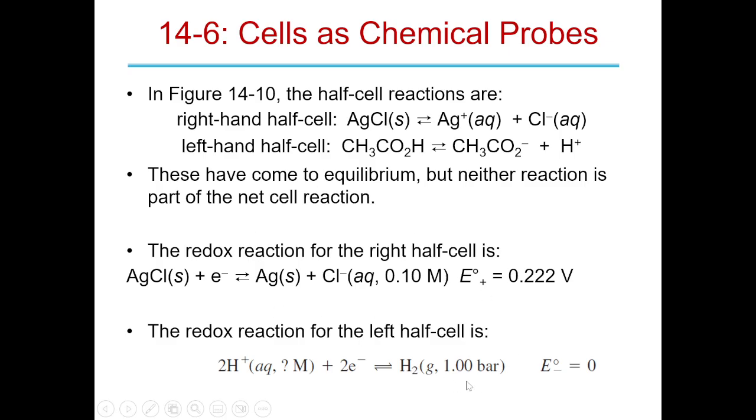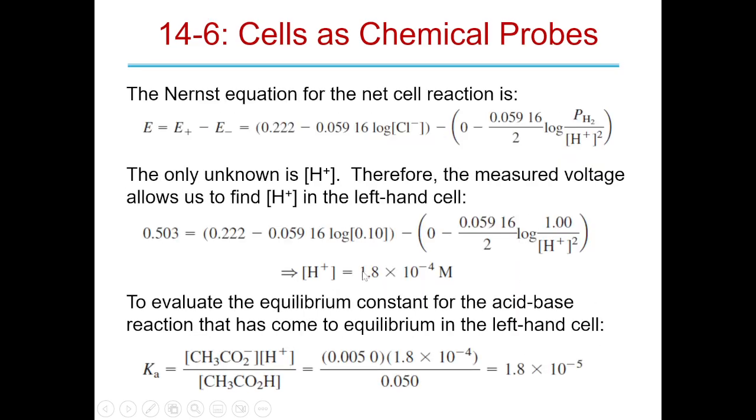So this is the redox reaction for the left half cell. This one is for the right half cell. They're different voltages, so your voltage would still pass through them. We put these values into our Nernst equation for room temperature. We can then solve for the H+ concentration, which is the only term we don't know out of these. And that gives us this H+ concentration right here. We can then evaluate the equilibrium constant for our acid-base reaction that has come to equilibrium in the left-hand cell. Remember, an equilibrium for an acid-base reaction would be a Ka. So it's Ka equals products over reactants. We plug those numbers in, and that gives us our Ka.